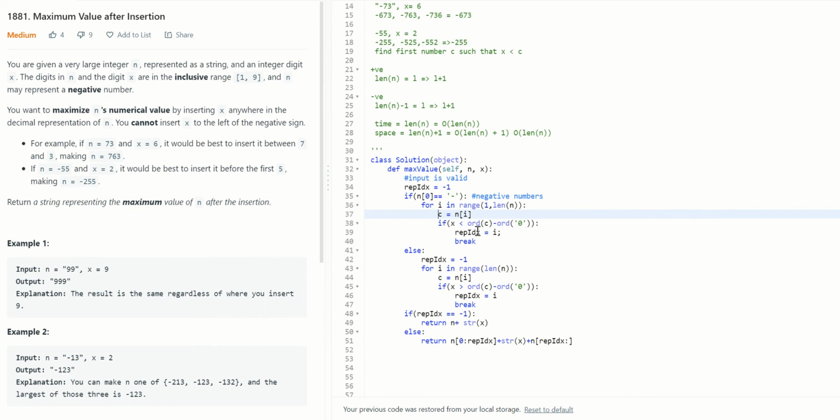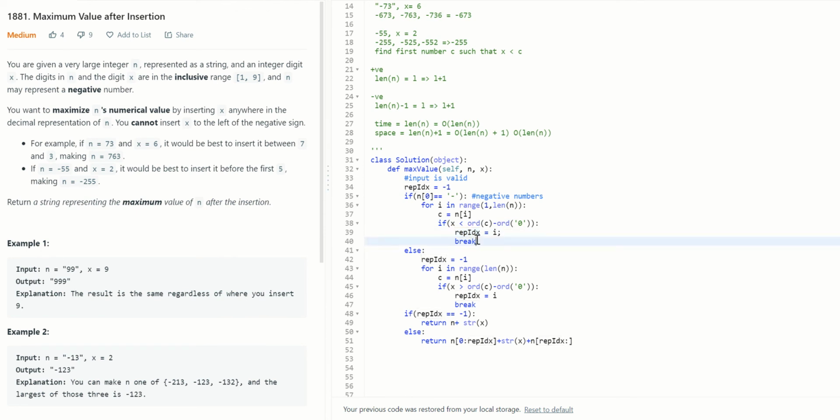And if x is less than ord(c) minus ord('0'). Why I'm doing this is because the representation of n is a string. I want to really get the value of the particular character at a particular index, right? That's why I'm doing ord(c) minus ord('0'). This will give me the actual digit. So I'm comparing whether x is less than that digit or not. If it is, then we got the replacement index and you just break out from there.